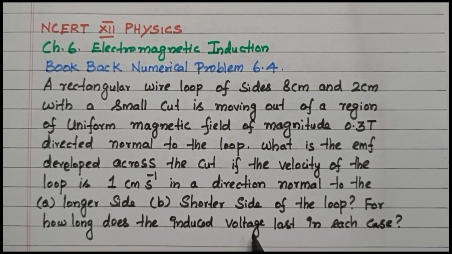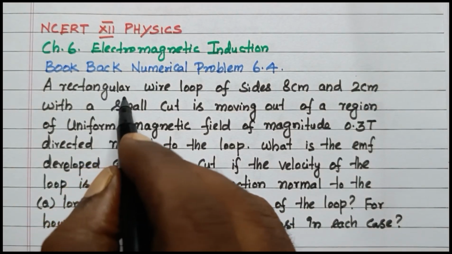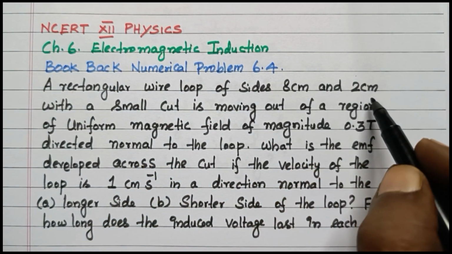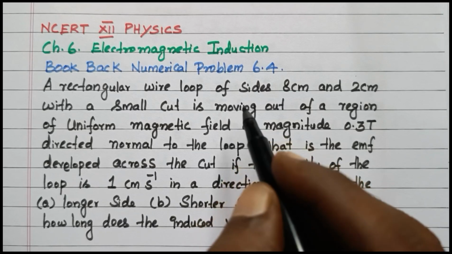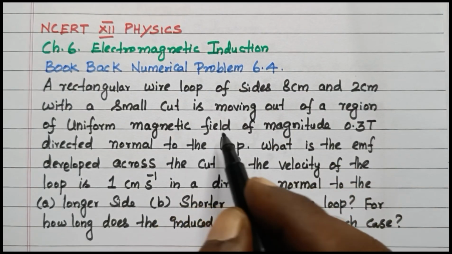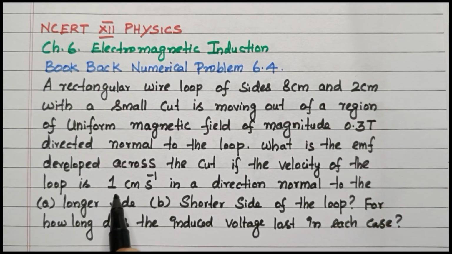This is the given problem. Let us see what details are given. There is a rectangular wire loop. Sides of the loop are 8 cm by 2 cm. It is moving in a uniform magnetic field. The magnitude of the magnetic field is 0.3 Tesla. Velocity of the loop is 1 cm per second.